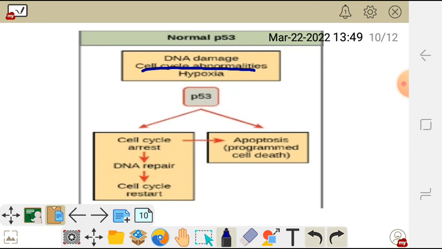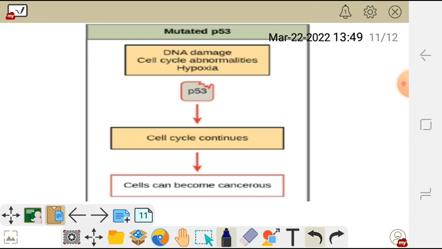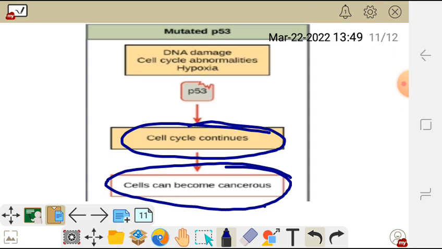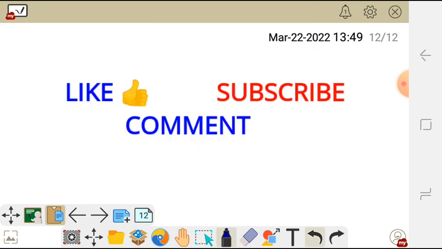Now let's imagine that this p53 is damaged as well, or let's say it is not functioning properly. What will happen? If this p53 is damaged, the cell cycle will continue with the damaged DNA, with compromised DNA, and the result of that will be cancer. The cell will continue to replicate damaged DNA continuously, which will lead to what we call cancer. Okay, so that's all in this video.